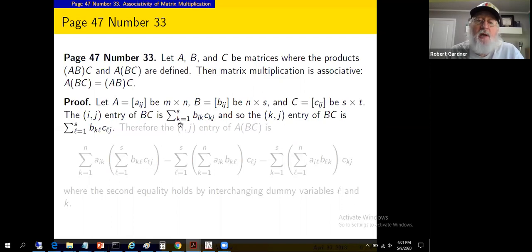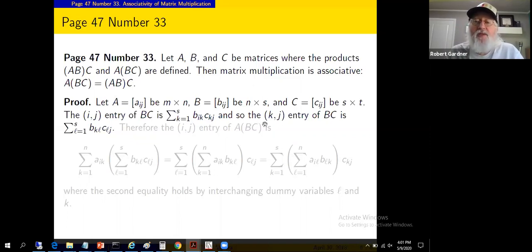So we'll take a sum over some dummy variable. Let's call it K, K equals 1 to S. And what we're doing here is in the ith row of matrix B, we're taking the first entry and multiplying it by the first entry in the jth column of C. Product of the second entries, product of the third entries, and so forth. So that's that row times column manipulation in terms of the matrix product. That's just the algebraic way to express it.